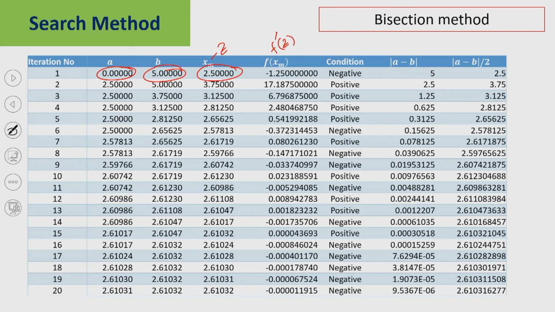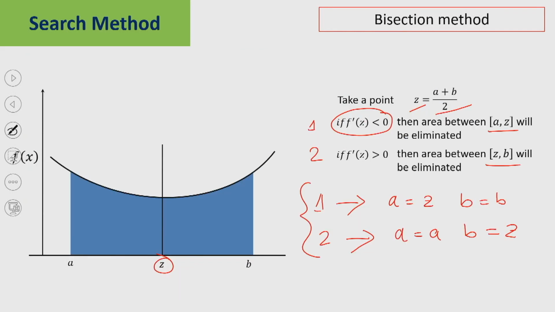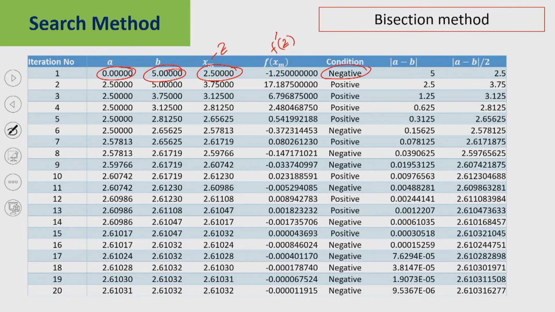Now, you just see whether it is negative or positive, whether it is less than 0 or greater than 0. If it is less than 0, that means condition 1, that means a equal to z and b equal to b. Okay. So, in that case, because it is negative, the first condition is true. Therefore, A equal to Z, where Z here is 2.5. So, this value is coming here, A equal to Z, and B will be unchanged.